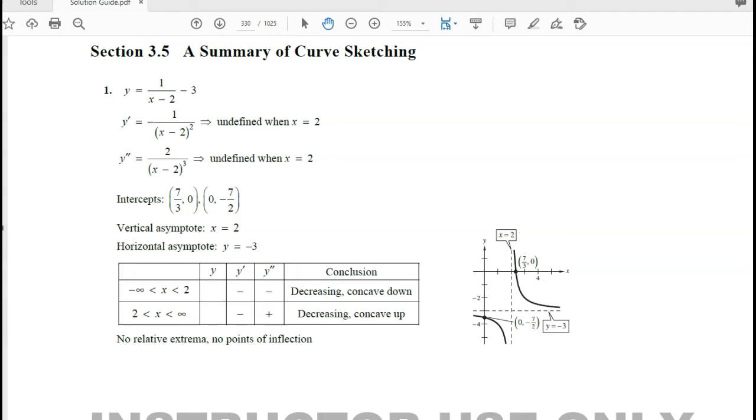Okay, so reviewing homework from last night. Number 1, you did, and it looks like this. In the list of things that the book did, they found the derivative and found where it was undefined. They found the second derivative where it was undefined. Horizontal, vertical asymptotes.